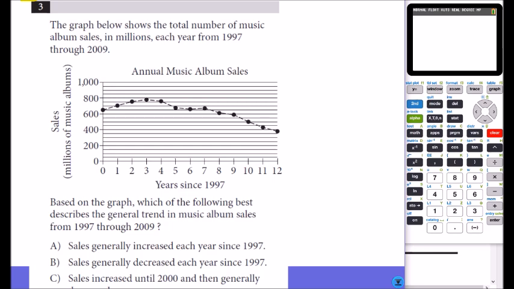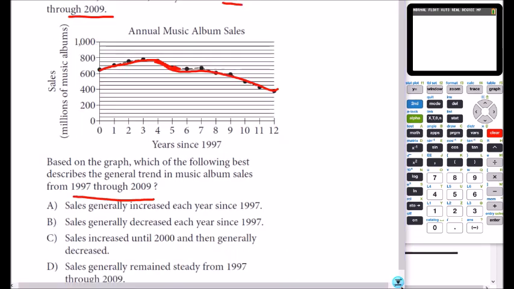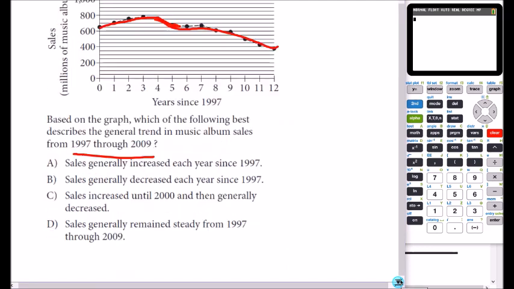Number 3, the graph below shows the total number of music album sales in millions each year from 1997 through 2009. Based on the graph, which of the following best describes the general trend in music album sales from 1997 to 2009? Looking at this whole thing, as you can see, it increased, and then it gradually decreased. So the answer is not that sales generally increase each year, and not just a decrease, it's an increase and then a decrease. Steady means it stayed the same. So it's C.